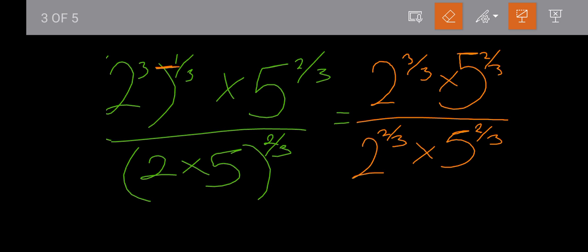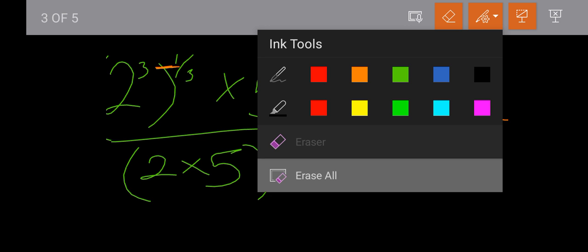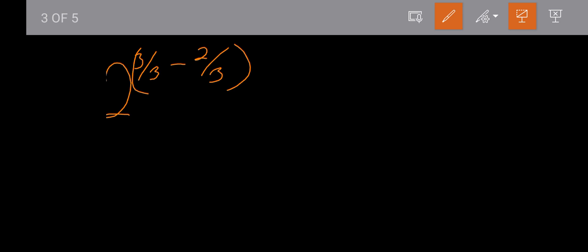Moving on to the next, which is division index. I'm going to have now, so I have 2 raised to the power 2 over 3. I have 2 to the power of 3 over 3 minus 2 over 3, then times 5 to the power of 2 over 3 minus 2 over 3, according to the power index.